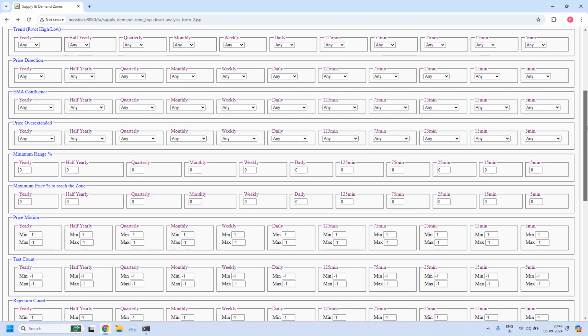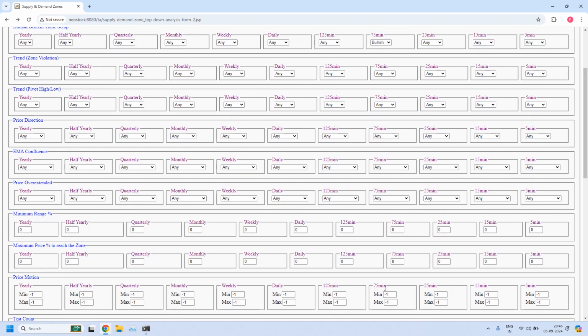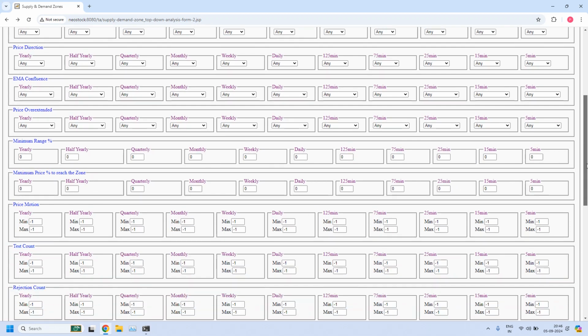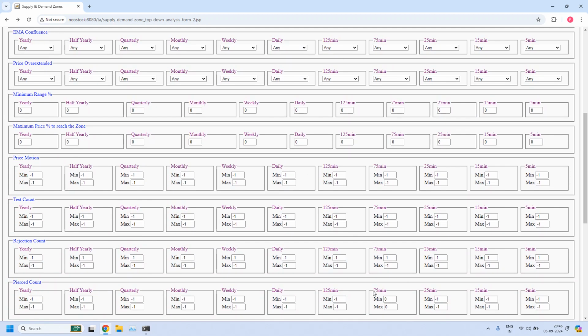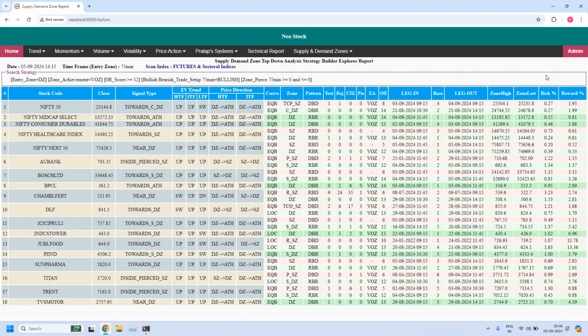Let me check. Pierced count we set in 75 only, right? Yeah. Pierced count 75 minutes only, we set 0, 0. Perfect. So three filters applied to 75 minutes demand zone. Now we got 18 stocks filtered. These 18 stocks are supporting bullish trade setup for weekly income trade.